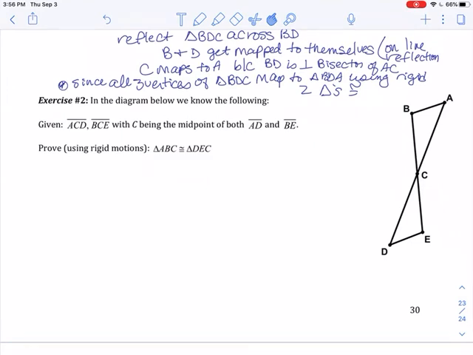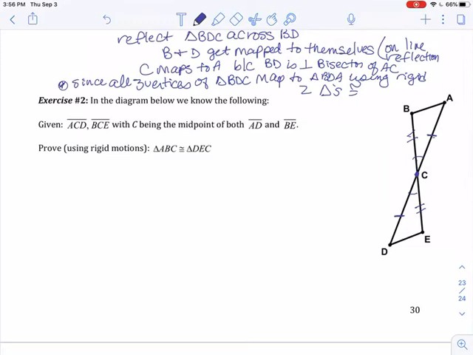Exercise 2. In the diagram, we know the following. We know that ACD and BCE are lines. C is the midpoint of AD, so it cuts AD in half, and also C is the midpoint of BE. So all of those segments are congruent. I also have these vertical angles that are congruent to each other. So basically I have two sides and the angle of one triangle and two sides and the angle of another triangle congruent.